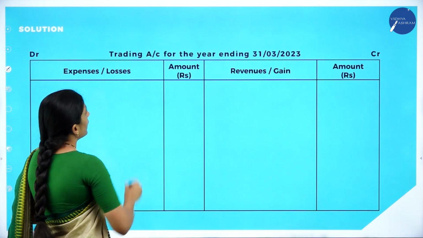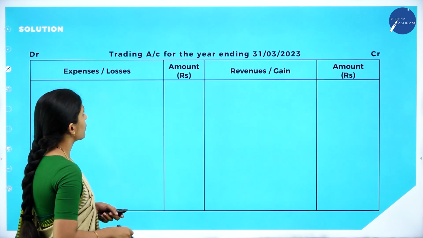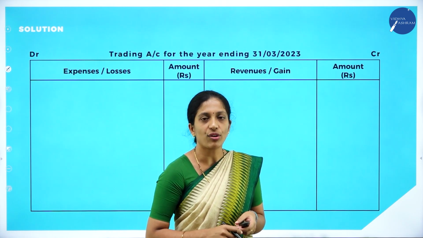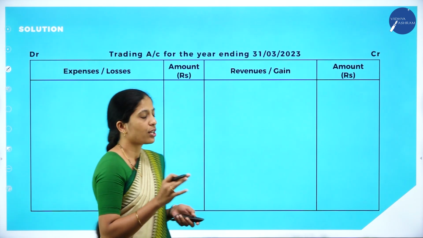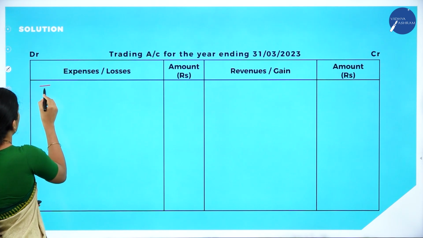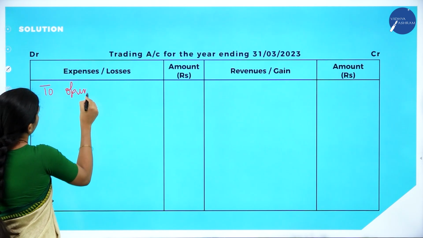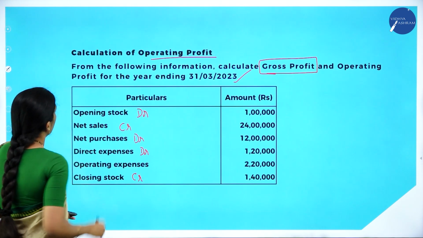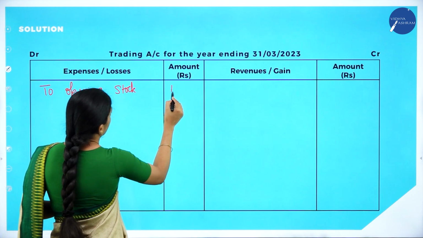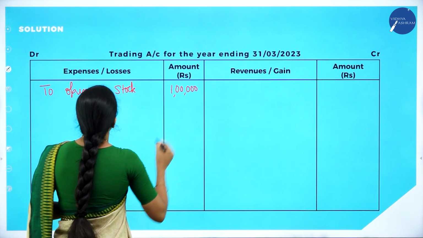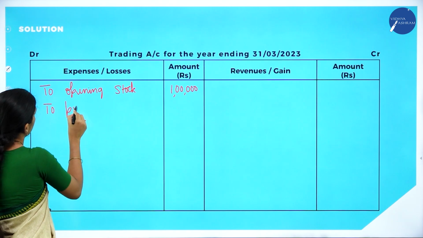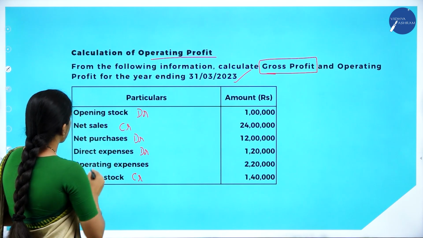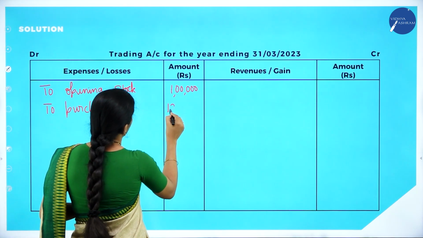So first we shall prepare our trading account and find out the gross profit. So we shall start trading account for the year ending 31st March 2023. You know the format. Debit side it is expenses or losses amount, credit side revenue or gain amount. So we shall start with the debit side. To opening stock. So opening stock is 1 lakh. Then to purchases. So we don't have purchase returns. So purchases is how much? 12 lakh.